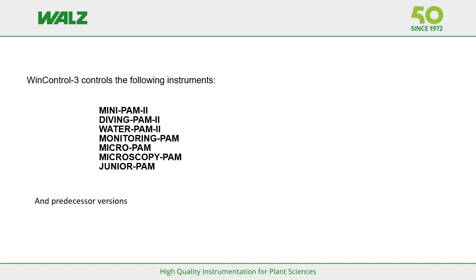The DIVING-PAM-II was developed for underwater measurement. The WATER-PAM-II, the most sensitive instrument of the range, is for the analysis of water samples, either sweet or salt water. And the MICROSCOPY-PAM is used in combination with a microscope to allow the study of single cells.